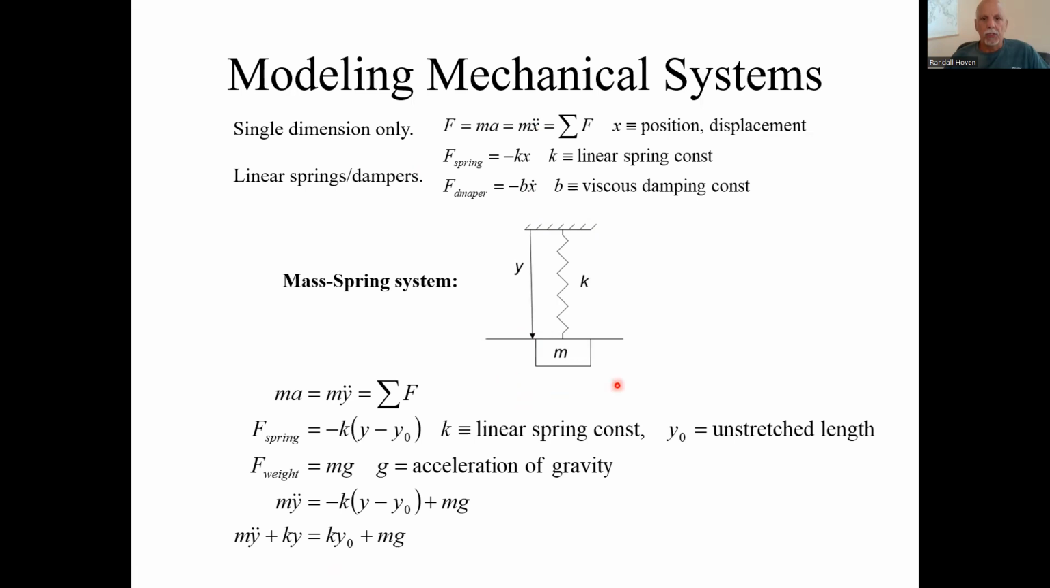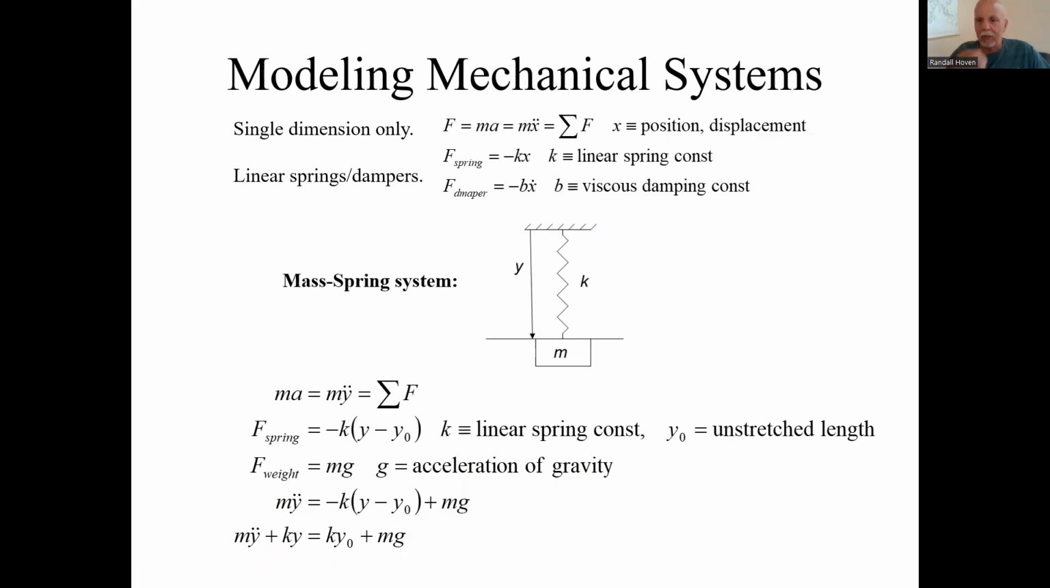The other force on this guy is the weight of the mass, which is mass times g, where g is the acceleration due to gravity. So here's the basic equation here. And if you put all y stuff on the left, it looks like this. This looks a little messy, and it can be cleaned up.